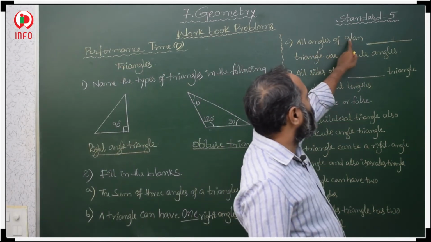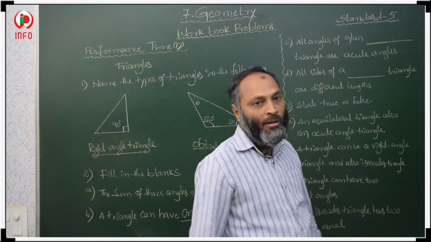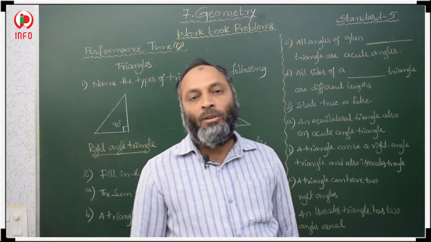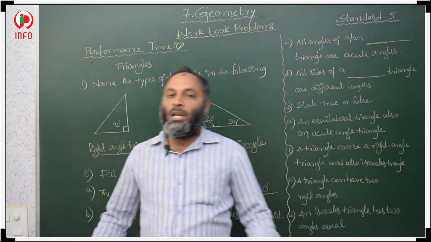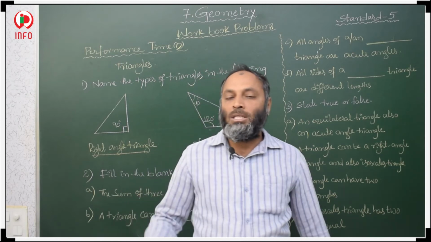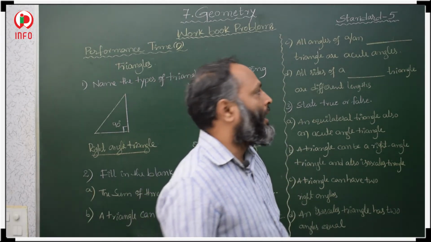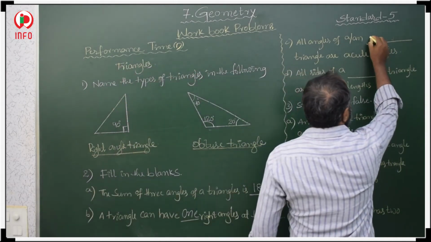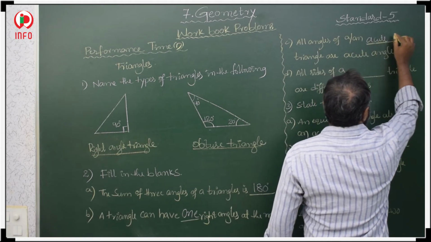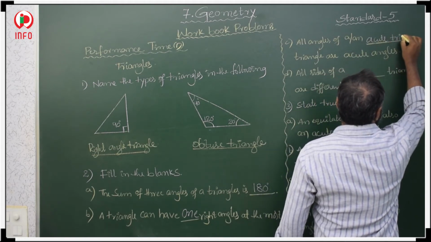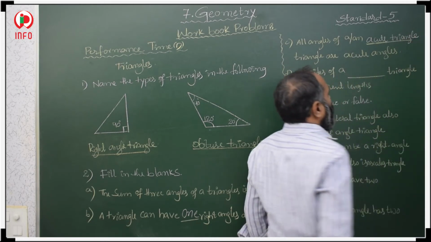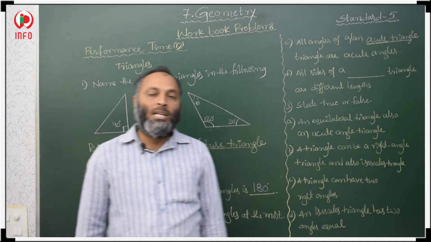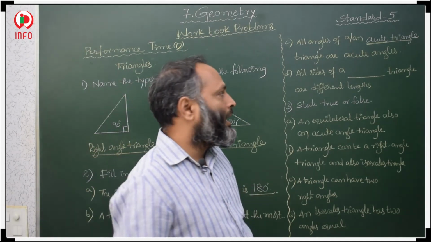All angles of a dash triangle are acute. So in which triangle are all angles acute? All angles are acute means all angles are less than 90 degrees. In which type of triangle are all angles less than 90 degrees? In an acute angle triangle or acute triangle. Any one you can write. In an acute triangle, all the three angles are acute angles only, less than 90 degrees.